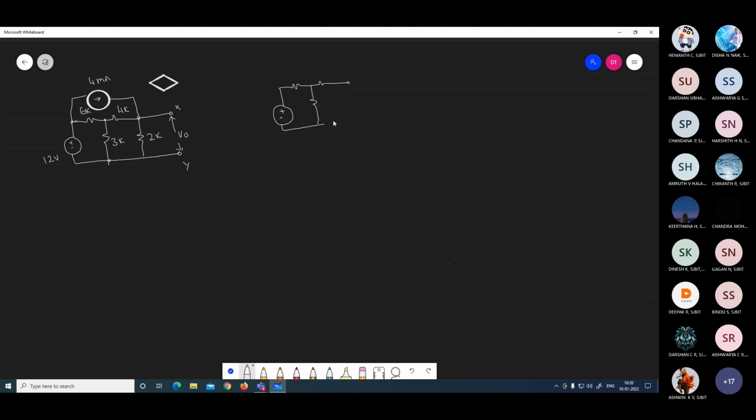So this is your load. I remove the load here, and it is connected to this point. One more resistance is there, right? This is your 4 milliamps, and it is connected to this point. And this is your 6K, this is 4K, this is your 3K, and this is your 12 volt. Remove the load terminal to find the VOC here.